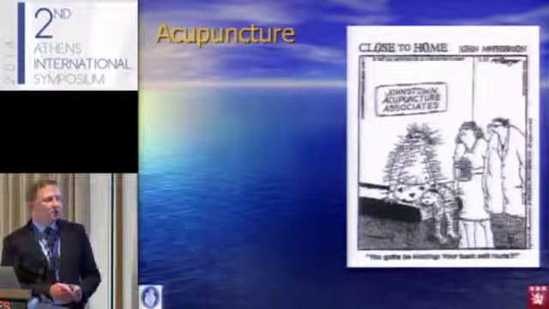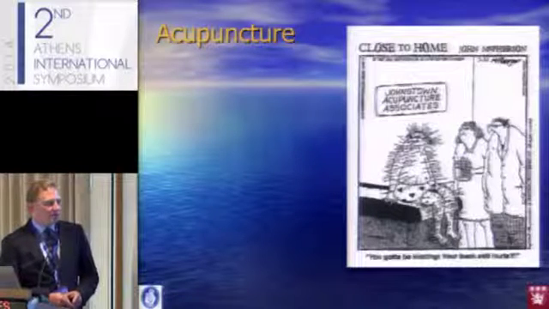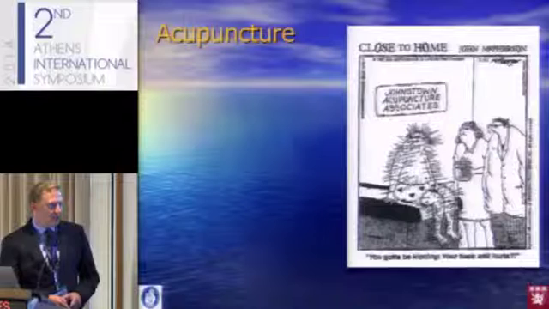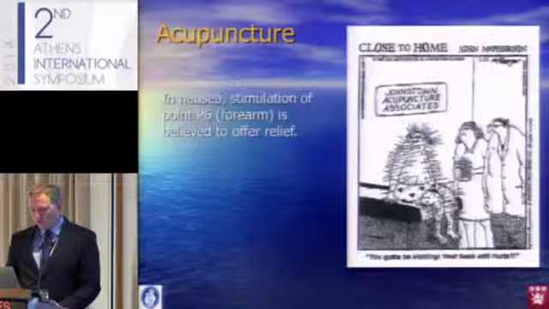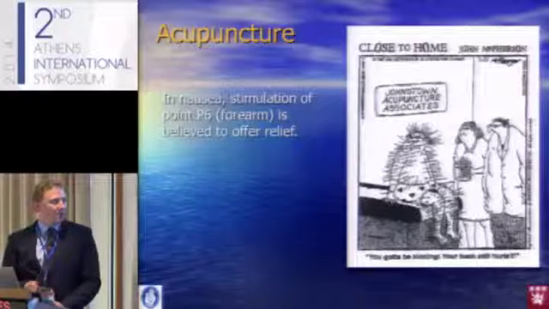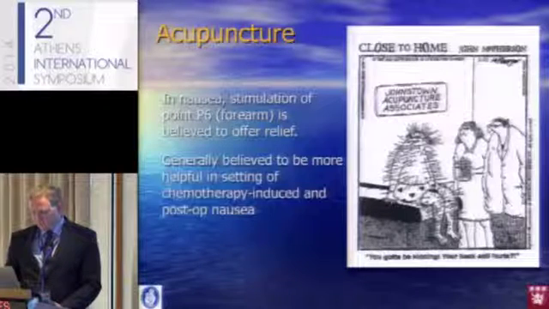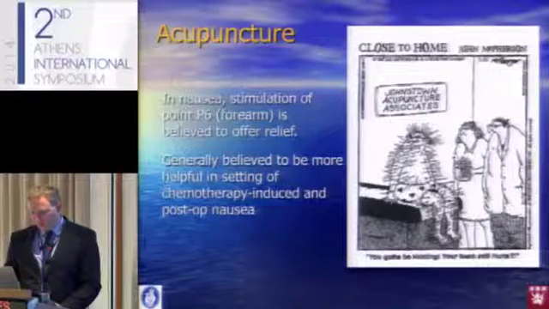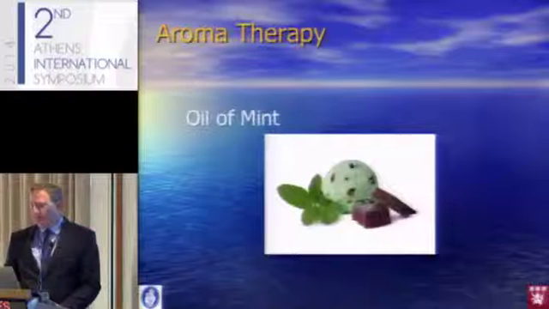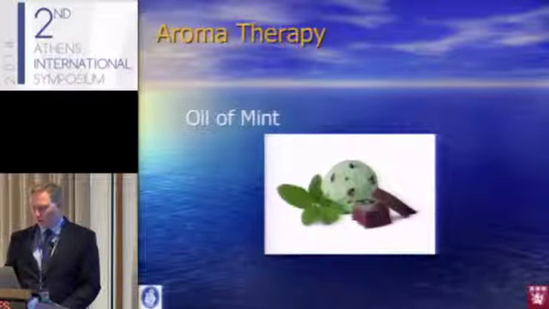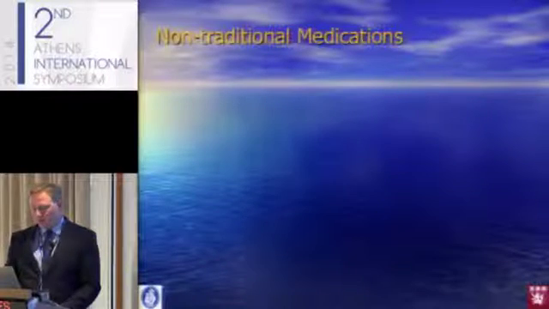Acupuncture is something you can do. Here you see a patient with acupuncture, and it says, "You got to be kidding me, your back still hurts." So you just have to, most importantly, find the right points where you address your acupuncture. It would be the same P6 point at the forearm that you use for acupressure. Generally, it's believed to be helpful in chemotherapy-induced and postoperative nausea and vomiting. Aromatherapy you can try, very benign, doesn't have any side effects. So oil of mint is something that seems to be helping in these patients.